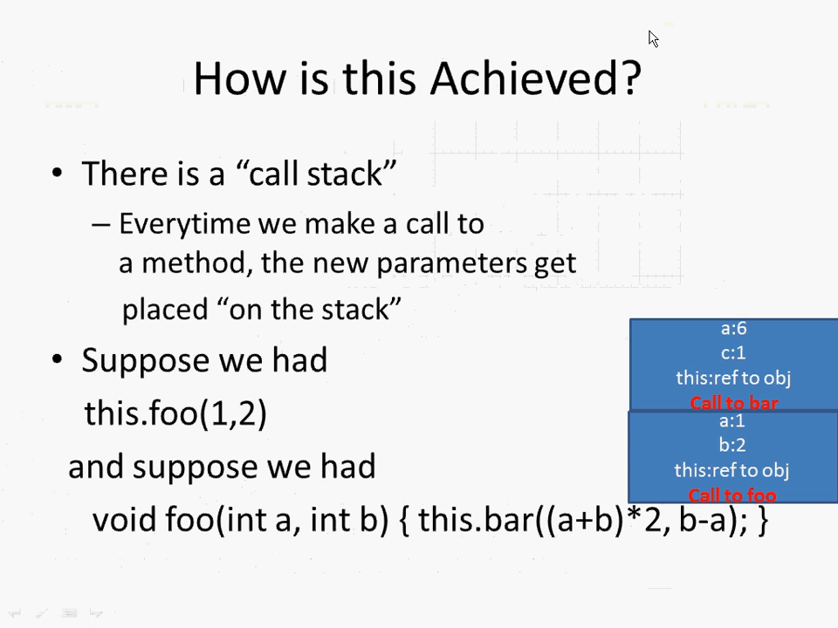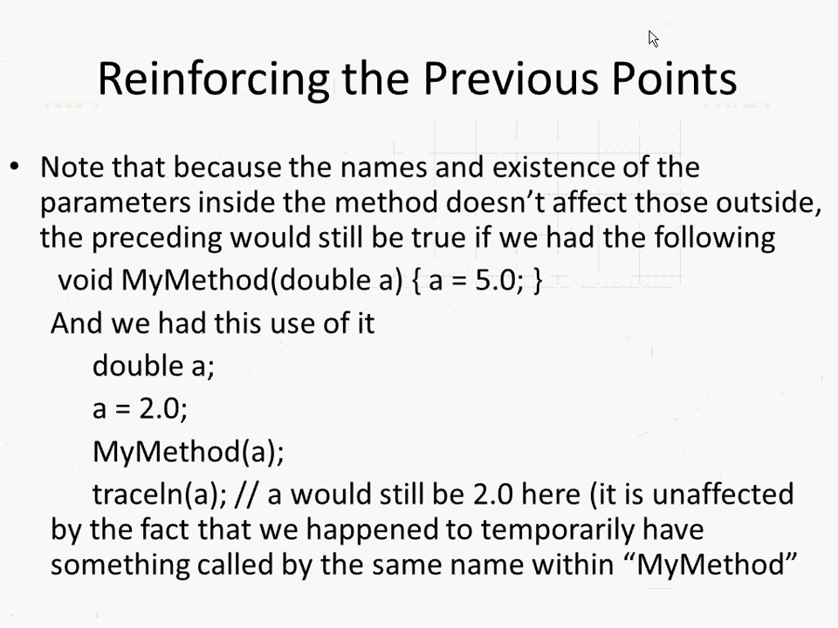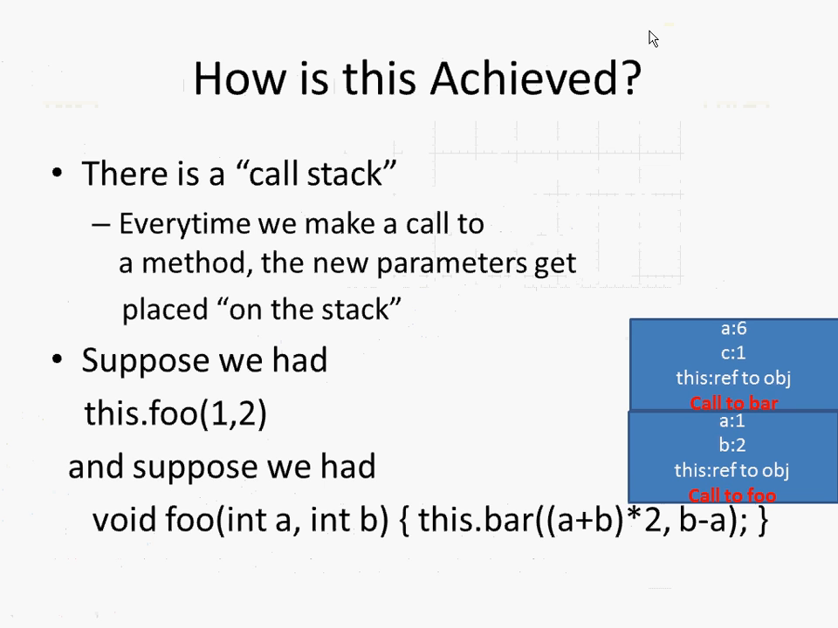Okay. So suppose we add a call to foo, for example. This is foo of a comma b, the formal parameter names. So a is 1, b is 2. And suppose then this is the definition of foo. So here's a and b. We call it with 1 comma 2, and then it calls bar with this thing here. It's just going to put these values on. So a plus b times 2 is 1 plus 2 times 2, so that's 3 times 2, which is 6. b minus a is 2 minus 1, which is 1. So the call to bar is going to be with 6 and 1, right?